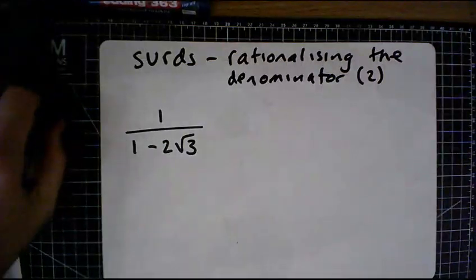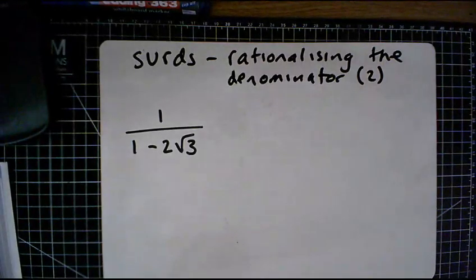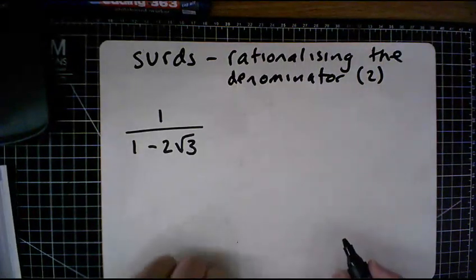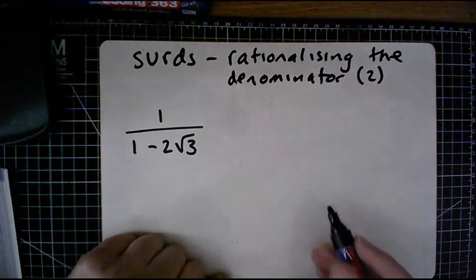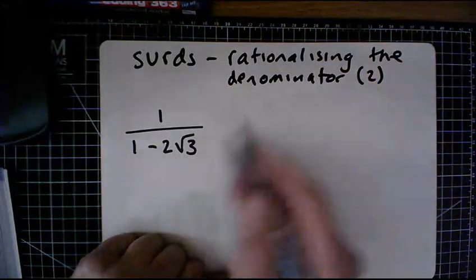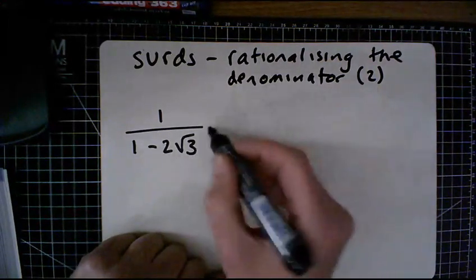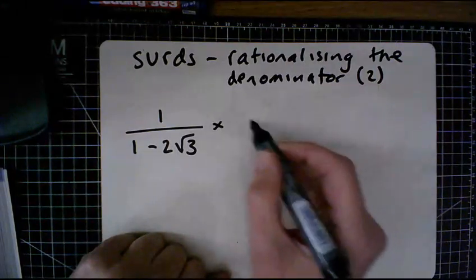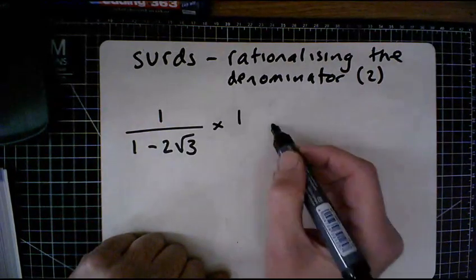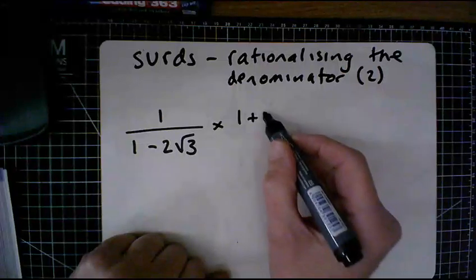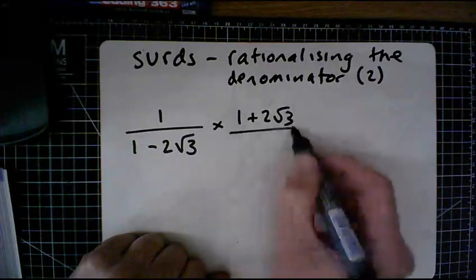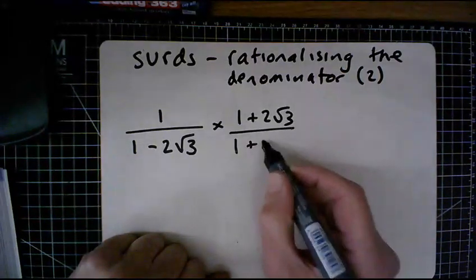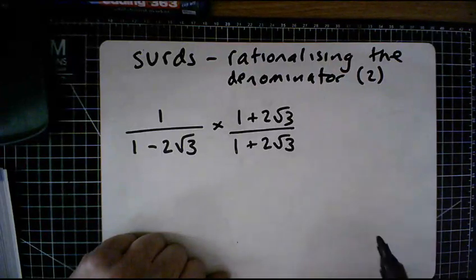So in this video we're going to do the more challenging types of rationalising the denominator with surds. Now the approach is the same. I've got an irrational number on the bottom which I want to make into a rational number. So what I'm going to do is multiply by 1 plus 2 root 3 divided by 1 plus 2 root 3.